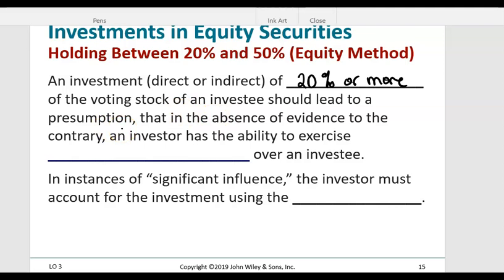so if we don't know anything else, no special situation, that the investor has the ability to exercise what we call significant influence. If you own more than 20% in another company's stock, we say that you would have significant influence over that investee. In instances of significant influence, the investor must account for the investment using what we call the equity method.